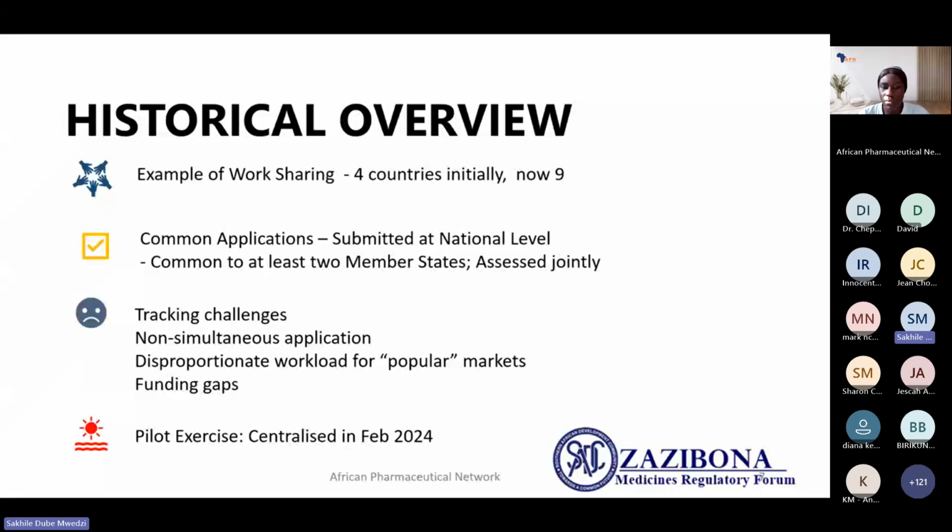And then, of course, we also had issues to do with funding, where we needed support for these joint assessment sessions, etc. So when you put all these challenges together, we decided that, look, having this procedure housed in the different countries, coming together only for the joint assessments, is not a very good idea. And that's when last year we decided to pilot a centralization.